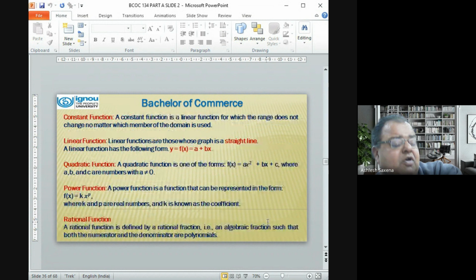Then comes a constant function. A constant function is a linear function for which the range does not change no matter which member of the domain is used. Linear function. Linear functions are those whose graph is a straight line. That means the variable will have a maximum power of 1.